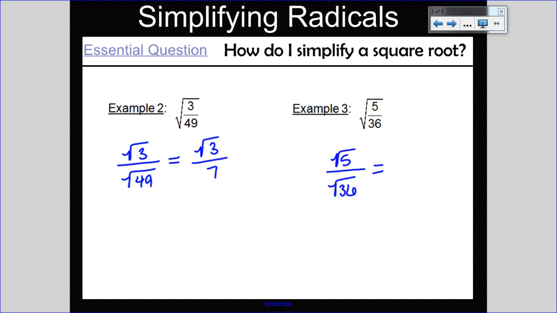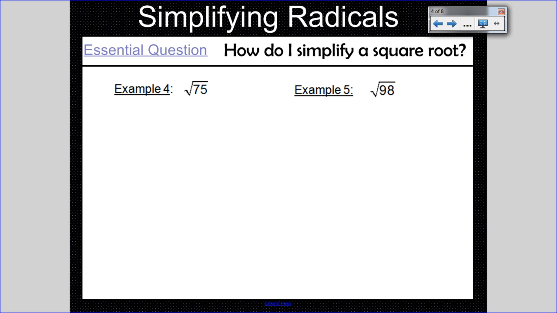Square root of 5, again, is a prime number, so nothing happens to that. But square root of 36 happens to be 6, so this is what it simplifies to. Now sometimes our square roots don't simplify nice and pretty like square root of 49 or square root of 36. Sometimes I have a number like 75, and I need to simplify that.